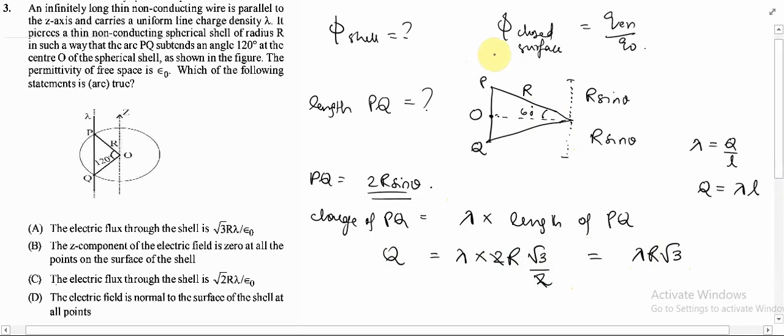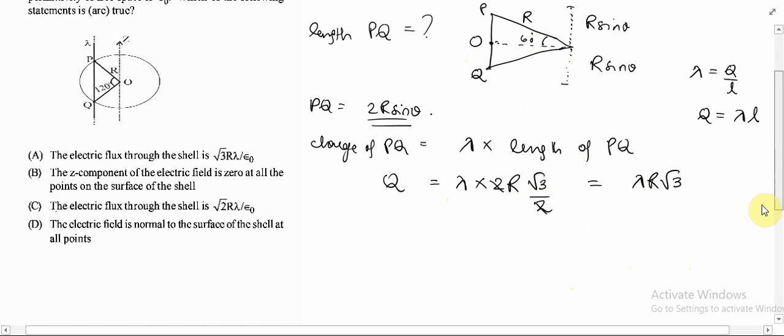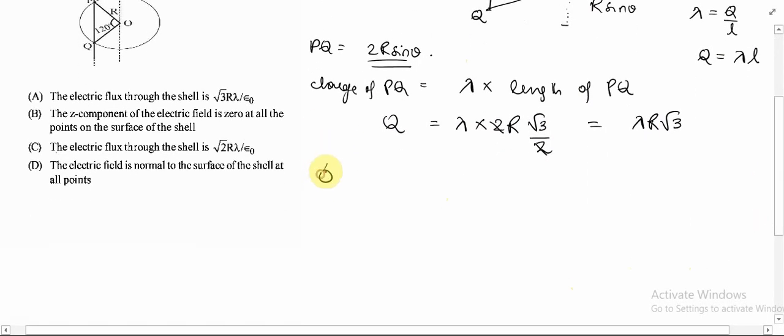So we know from this equation that the flux through the closed surface is charge enclosed divided by epsilon 0. So the flux of the shell, with charge enclosed within the shell being root 3 r lambda, is root 3 r lambda divided by epsilon 0. So our option A is correct. So you can immediately say that option C is wrong. The electric flux through the shell is not root 2 r lambda by epsilon 0. So what's the second point?